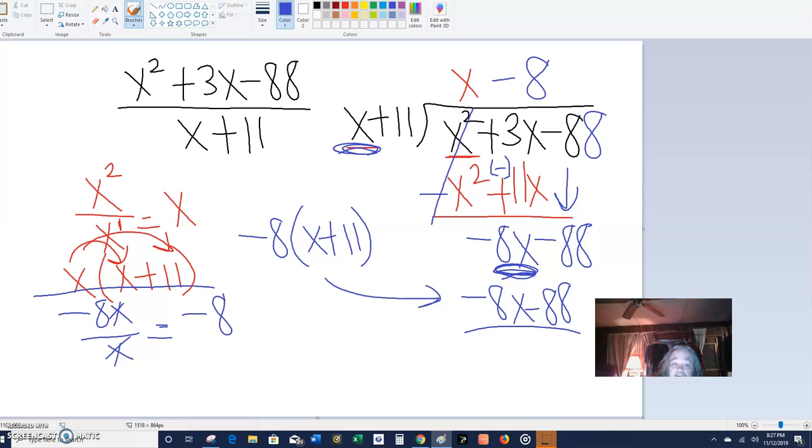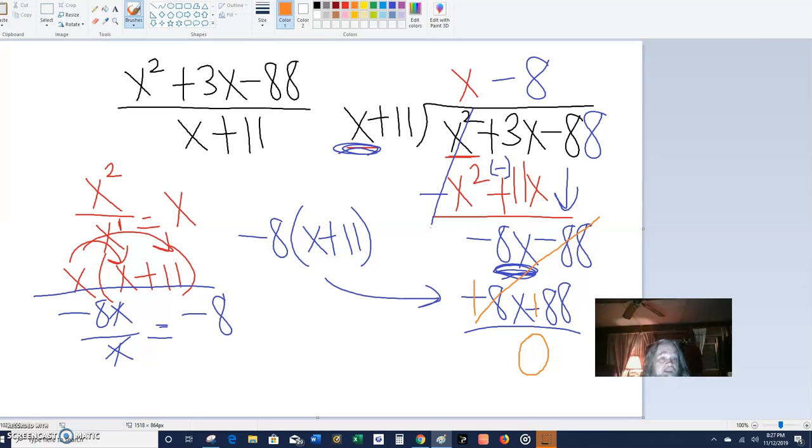Now, when we're subtracting two polynomials, the signs of the second polynomial change to their opposite signs. So this will become a positive 8x, and that will become a positive 88. And actually, everything cancels out, and you get a remainder of 0.